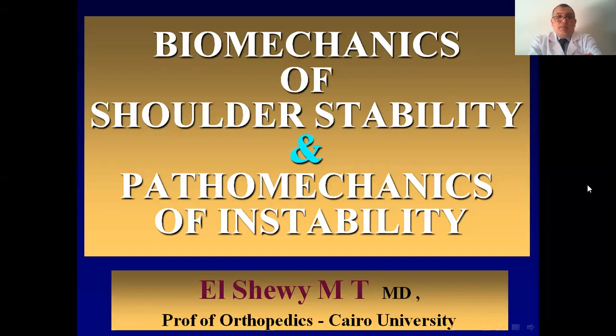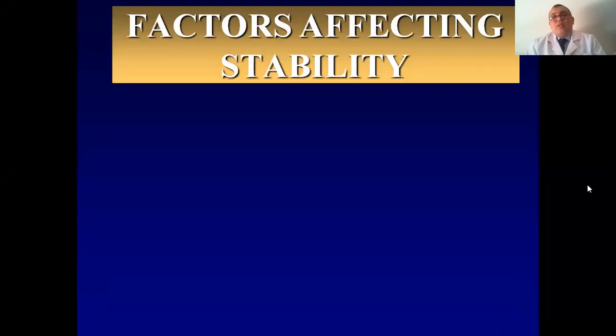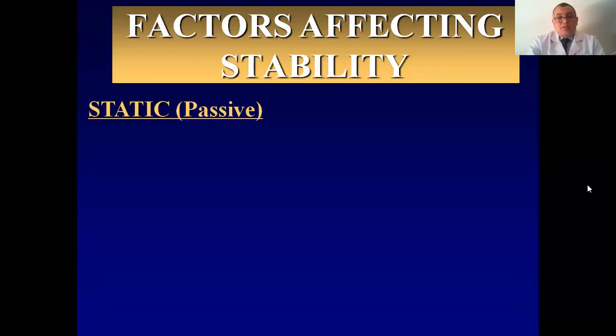Now we're discussing the biomechanics of shoulder stability and the pathoanatomy of shoulder instability. To discuss shoulder instability, we must first discuss the factors affecting shoulder stability. These factors can be divided into static factors as well as dynamic factors.